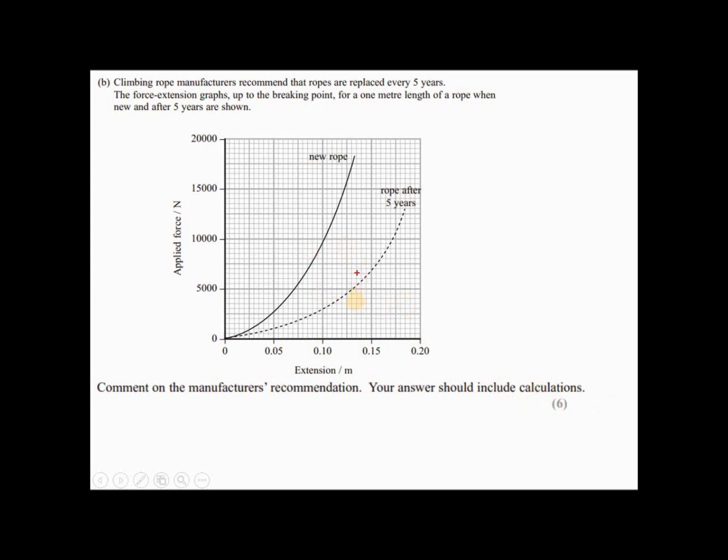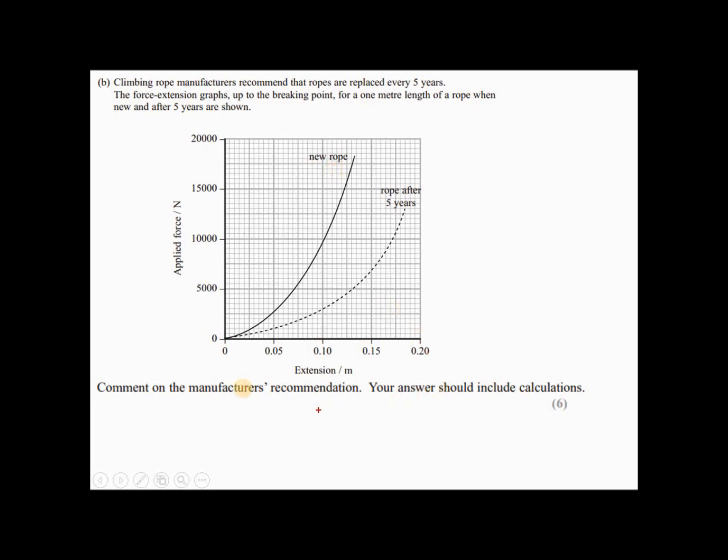If you see the graph, you can see that the area under the graph of the first rope, the new rope, is larger than the area under the old graph. That means the new rope absorbs more energy, so that's a good thing. And moreover, the graph for the new rope is higher than the old one. That means the stiffness is higher. So the new rope has higher stiffness, so it requires a large amount of force to break.